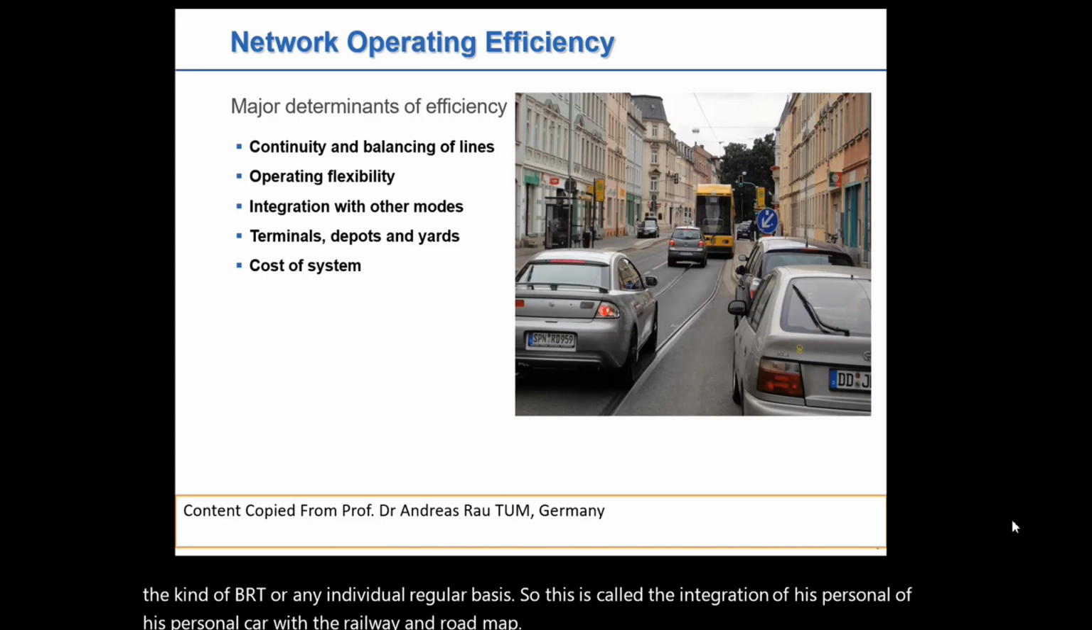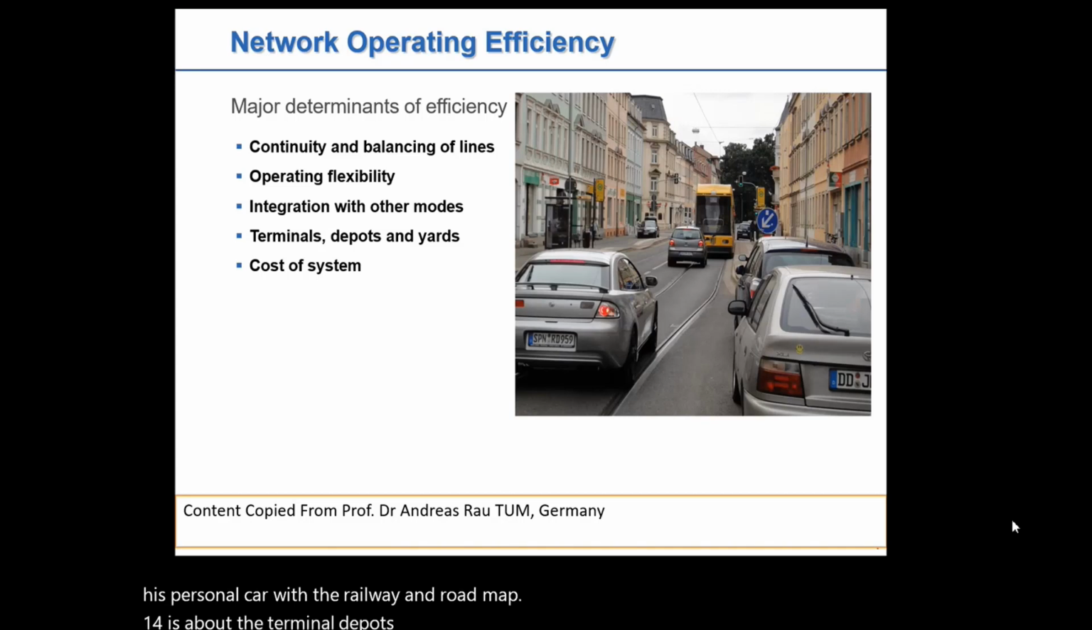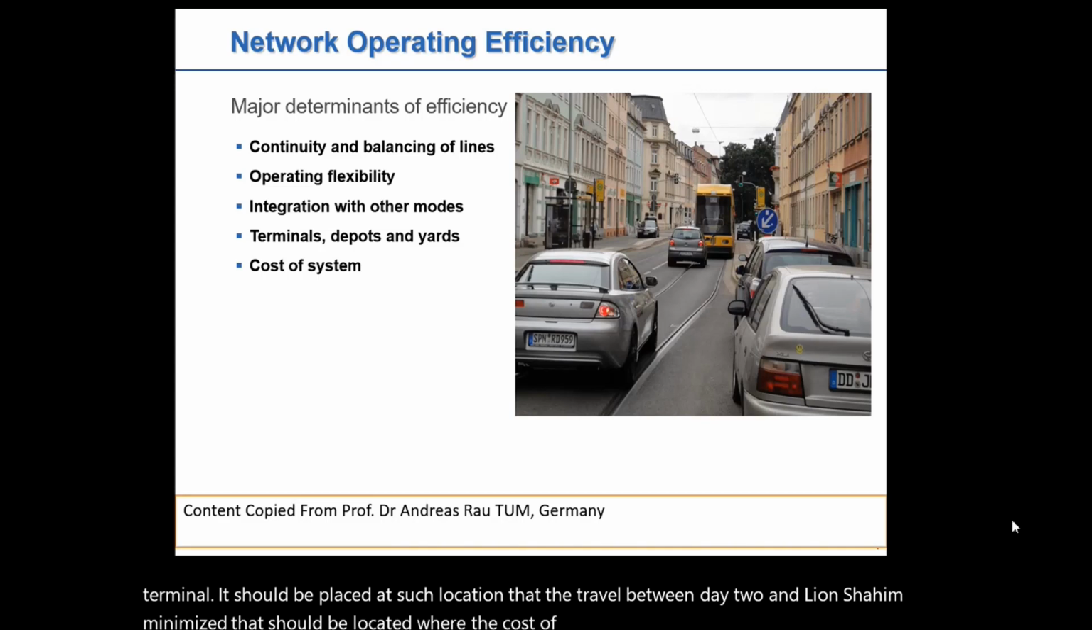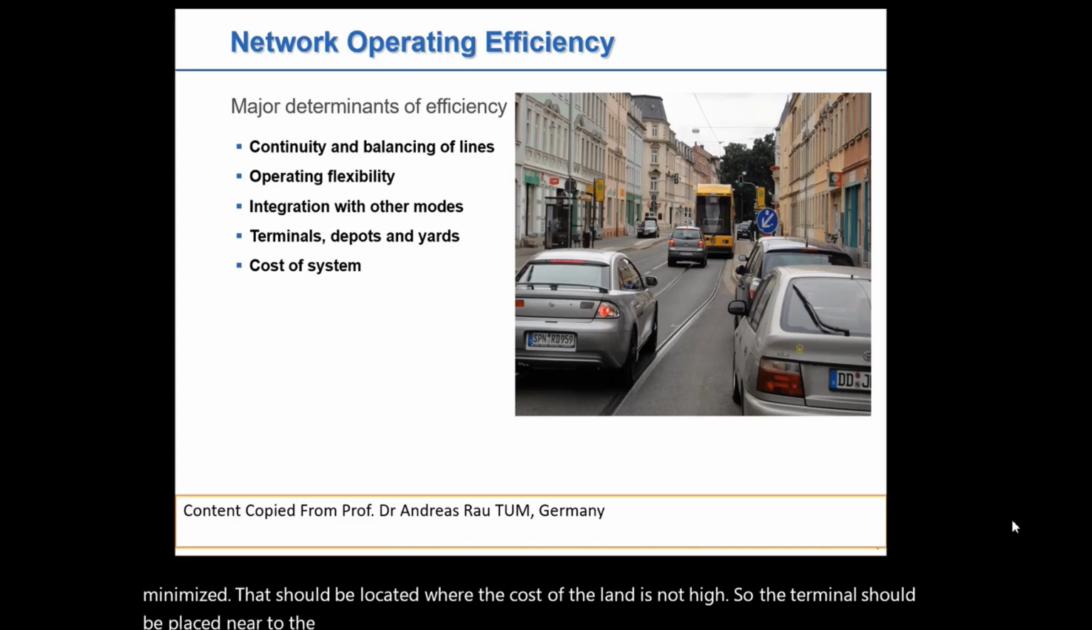Fourth one is about the terminal, depots and yards. So this is all about where we should place those terminals. It should be placed at such a location that the travel between depot and line should be minimized. That should be located where the cost of the land is not high. So the terminal should be placed near to the major street, which allows good accessibility by walking and vehicle of the different kinds of access to any type of modes.